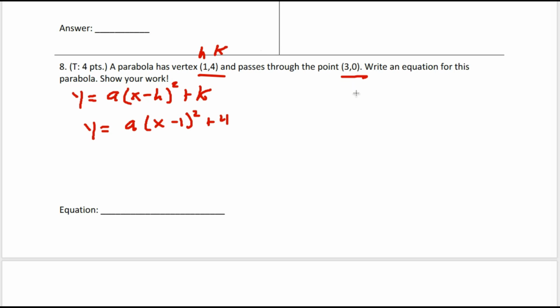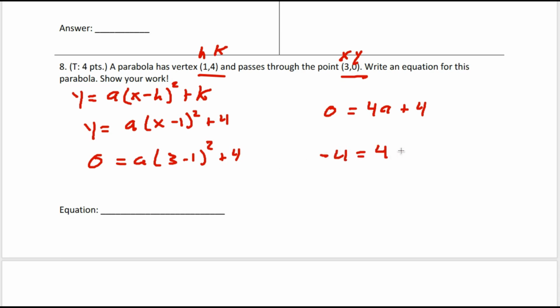So to find a, we're going to use the point here, 3, 0. So we're going to put 3 in for x and 0 in for y. So we get 0 equals a times (3 minus 1) squared plus 4. 3 minus 1 squared is just 4, so we get 0 equals 4a plus 4. If I subtract 4 from both sides, I'm going to get negative 4 equals 4a. If I divide by 4, I'm going to get negative 1 equals a. So we're going to take that and put that right here, and then we have the equation.